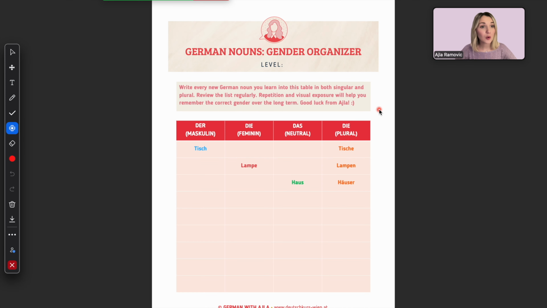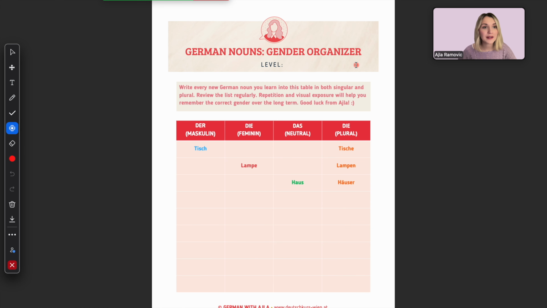So the next question that naturally comes up is how to learn all of these nouns, how to memorize all of these genders. Listen, there are a lot of methods, but the one that I find really helpful is using a gender organizer. This method is pretty old school, but trust me when I tell you it is so effective. With this method, you will definitely see results.